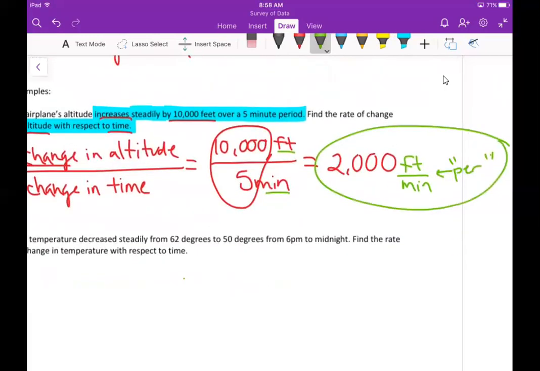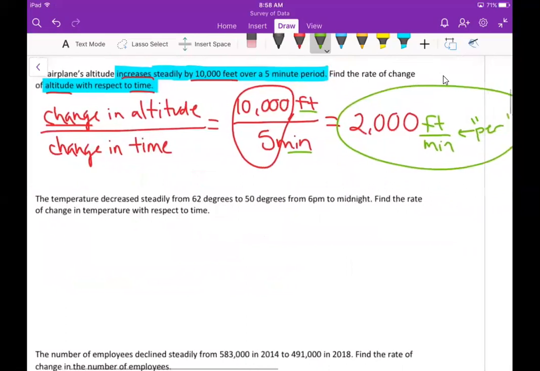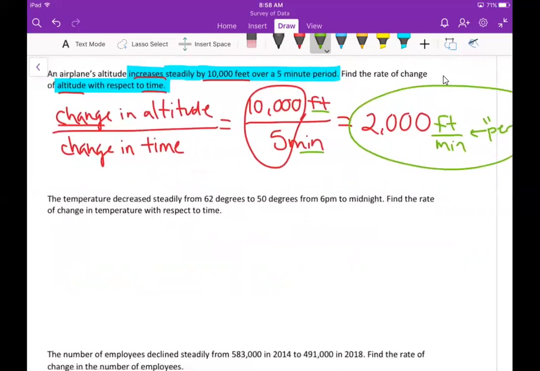Let's try it again. Again, as we're reading this, we're thinking, okay, we need to understand what's going to be the output and what's going to be the input. So in this example, we have that the temperature decreased steadily from 62 to 50 degrees from 6 p.m. to midnight. And we want to find the average rate of change in temperature with respect to time.